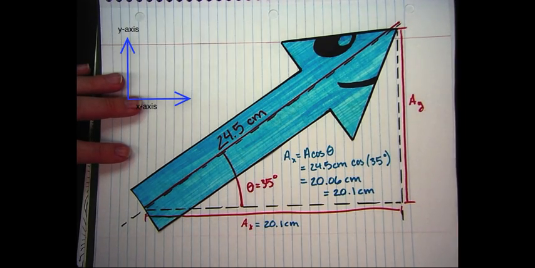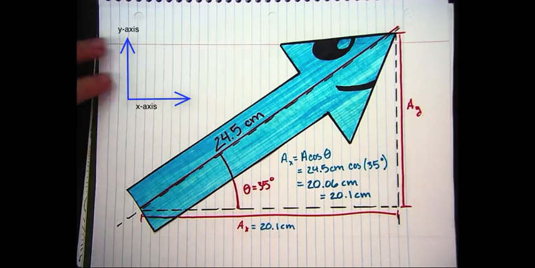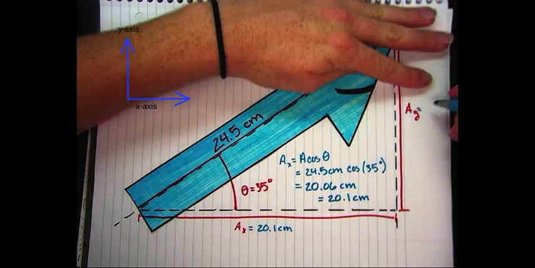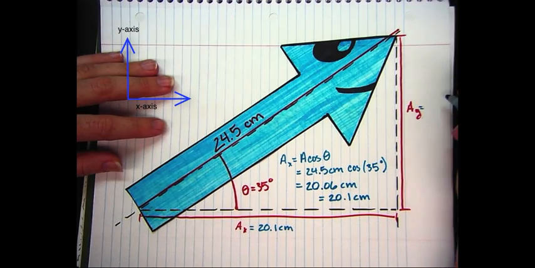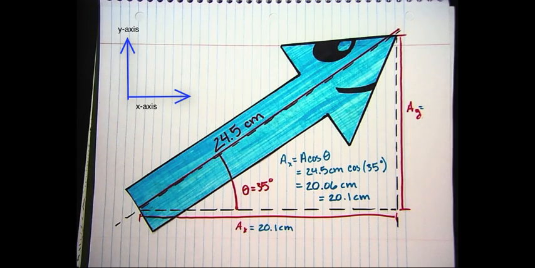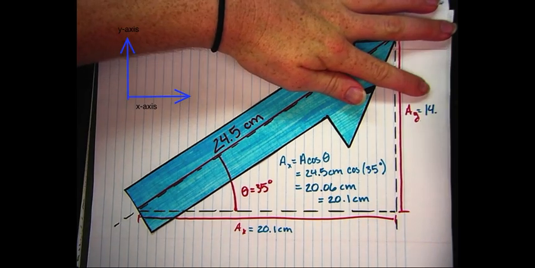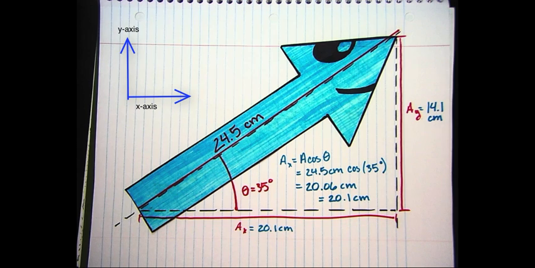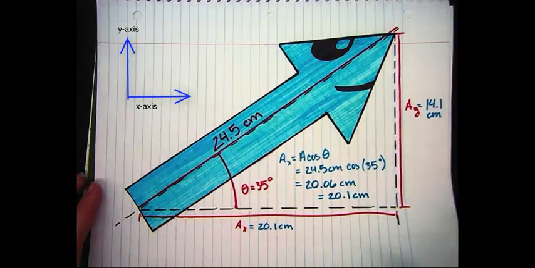Now, that's your Ax component, your scalar component for the x-axis. I want you to do the Ay component on your own. You should be getting 14.1 centimeters. If you don't, check the mode on your calculator. Make sure it's in degrees. If not, life's not very fun.